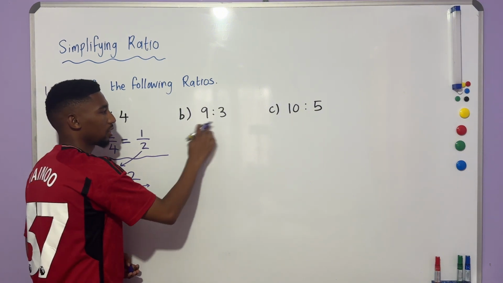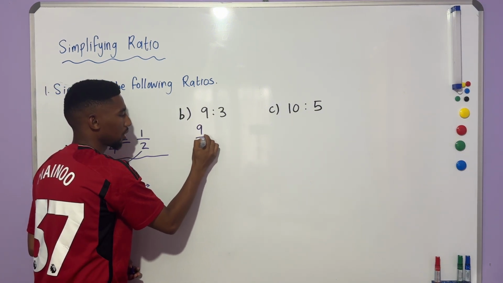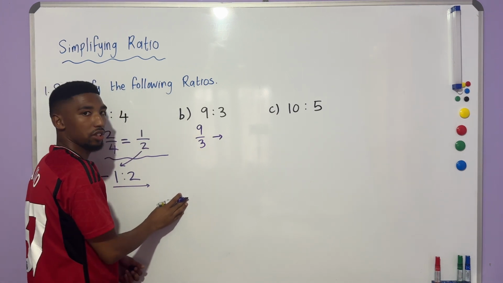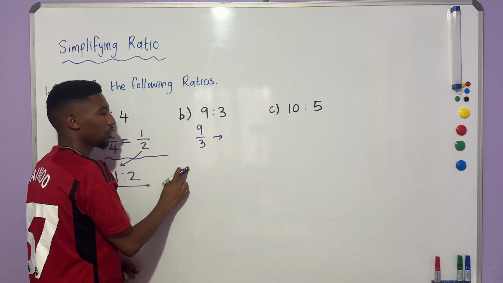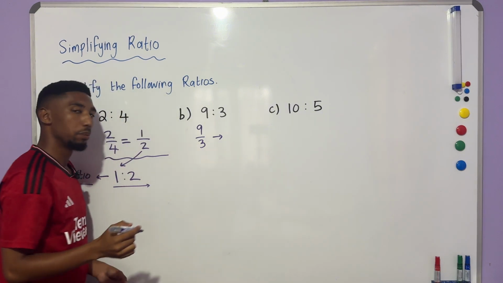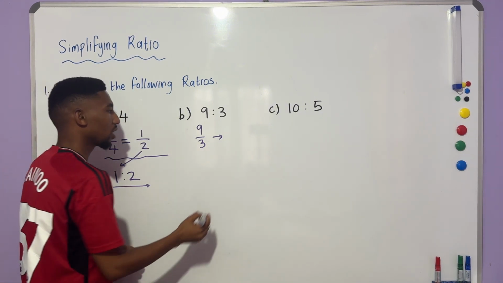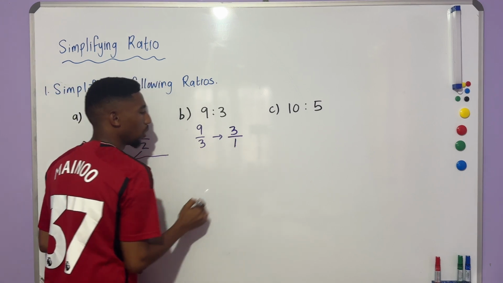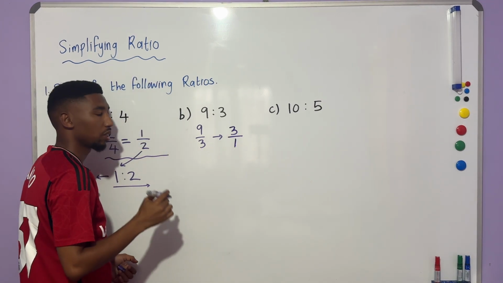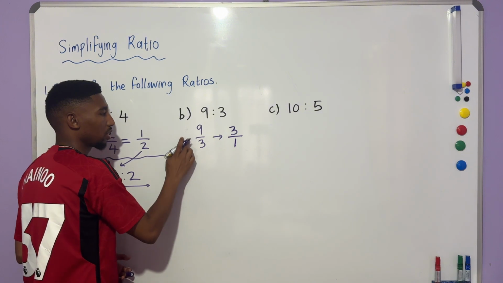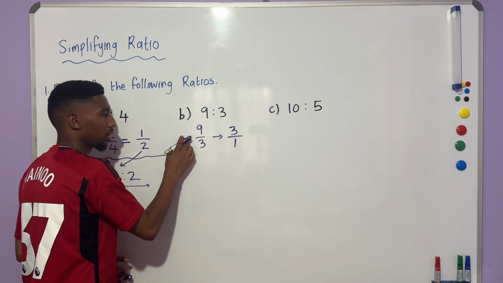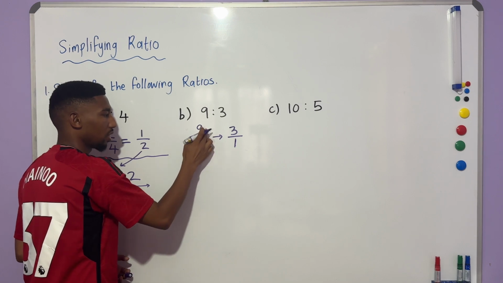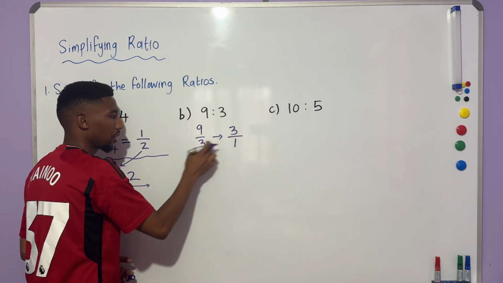9:3. That's the ratio. Again, you can rewrite it as a fraction and then simplify that fraction. Remember, if you're going to get an answer of 3, remember this is 3 over 1. With ratios there must be a numerator and a denominator when you convert them to a fraction. So I simplify this fraction. I divide the numerator and the denominator by 3. 9 divided by 3 is 3. 3 divided by 3 is 1.